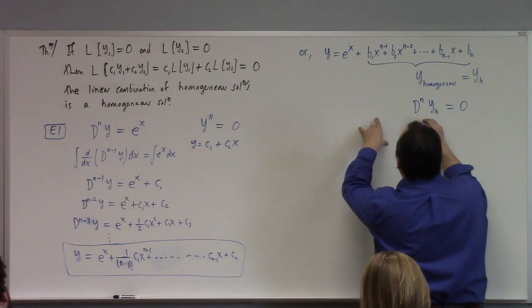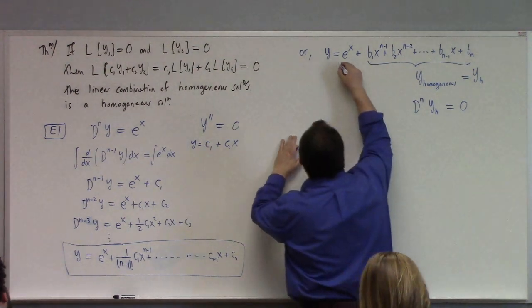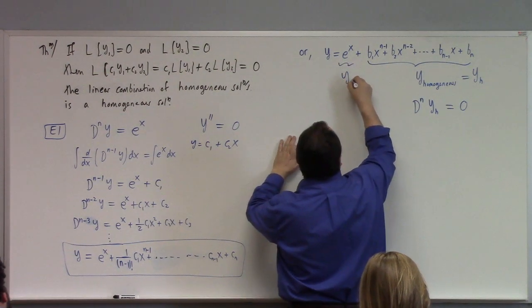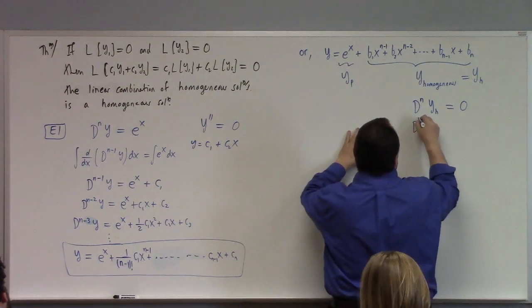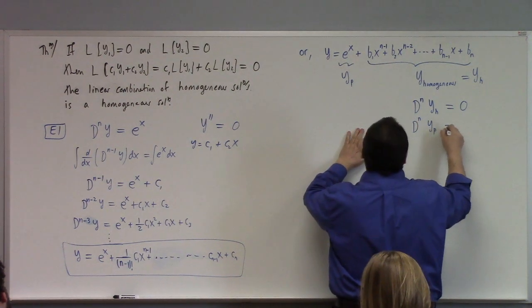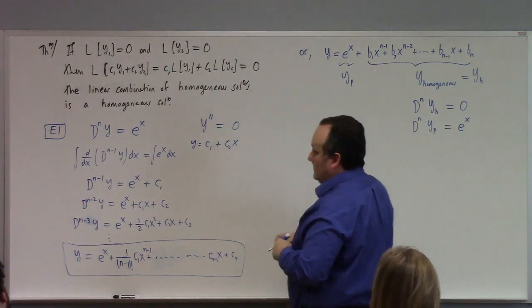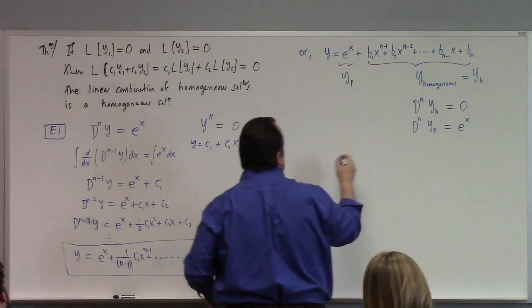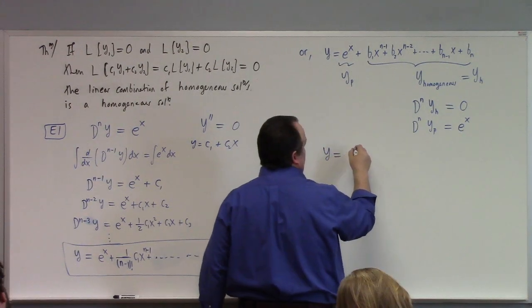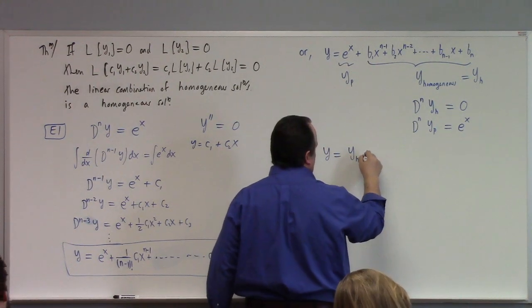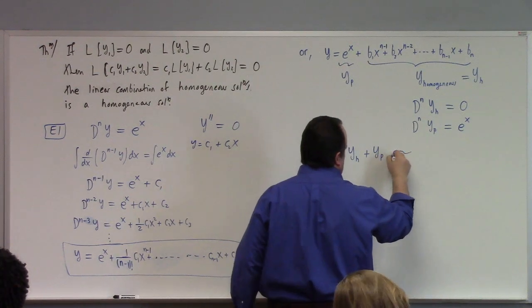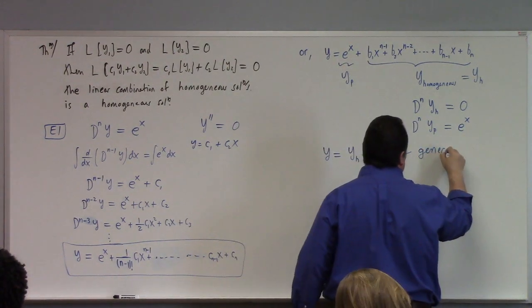On the other hand, the other piece here is what we'll call the particular solution, yp. If we calculate the nth derivative of the particular solution here, of course we just get e to the x again. And so you see that the general solution is of the form, it's the sum of the homogeneous plus the particular. This is the so-called general solution.